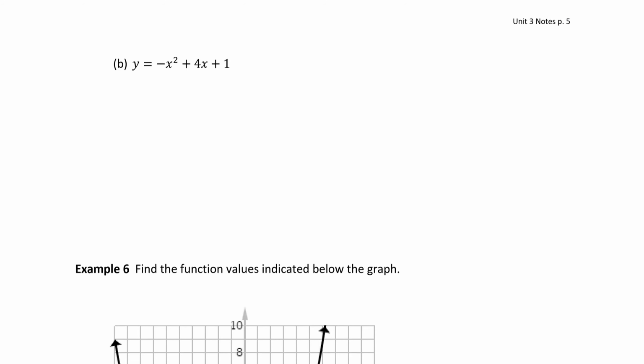Okay, doing example B, we're going to rewrite the equation in function notation.